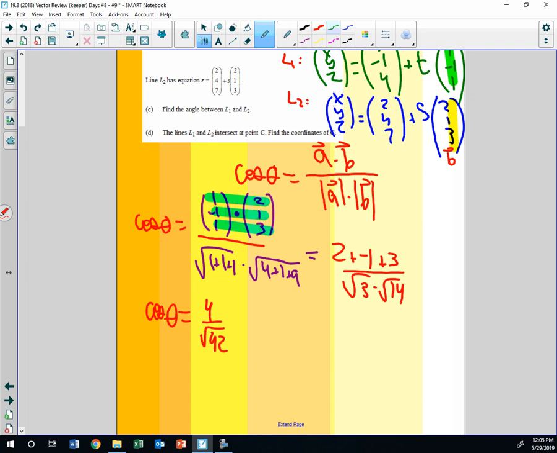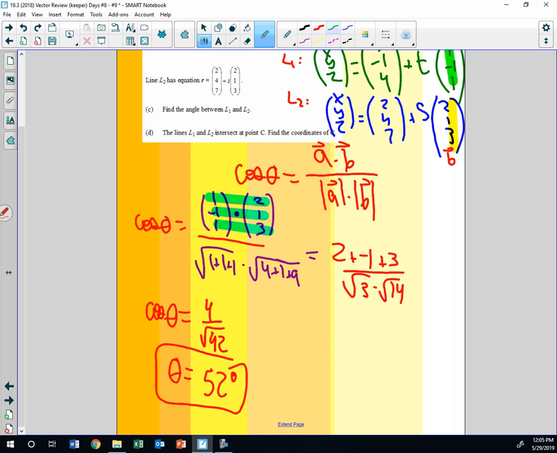So would you take your calculators, what's inverse cosine of 4 over the square root of 42? What did you get for an answer? About 52 degrees. That's the angle between those two lines. Are you good with that? You all right with that?